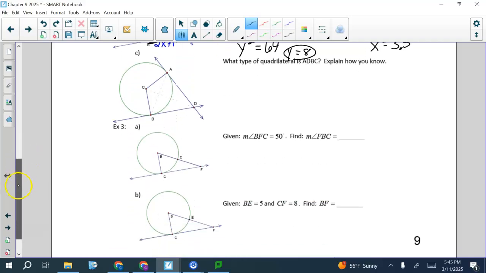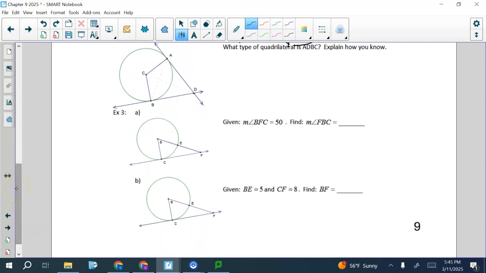All right. Next, what type of quadrilateral is ABCD? We kind of talked about that a little bit ago, but since these are both 90 and these are radiuses, these are equal, then it's got to be a kite. Okay, because it has two pairs of consecutive sides congruent.